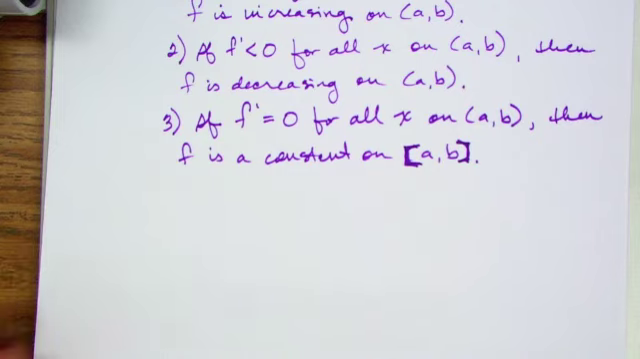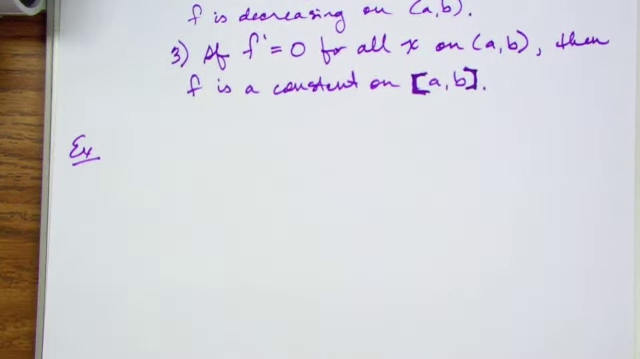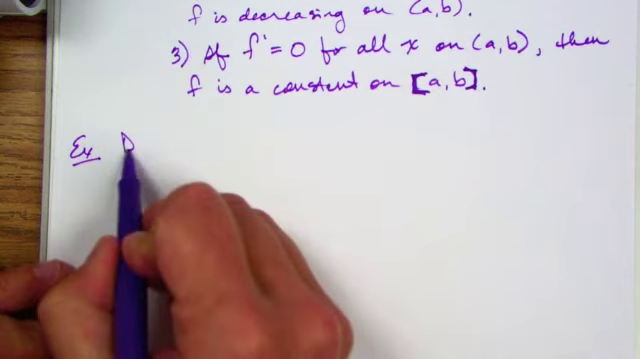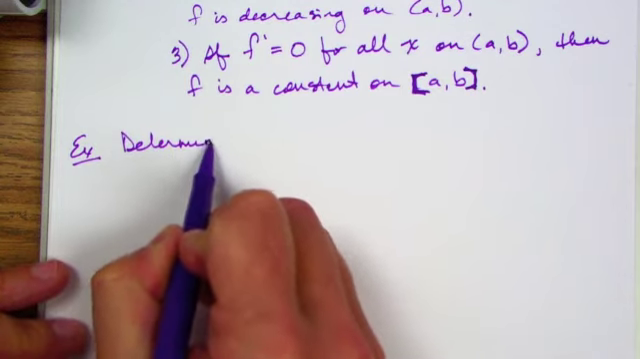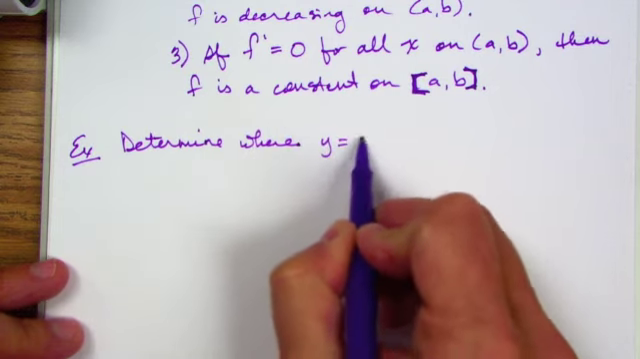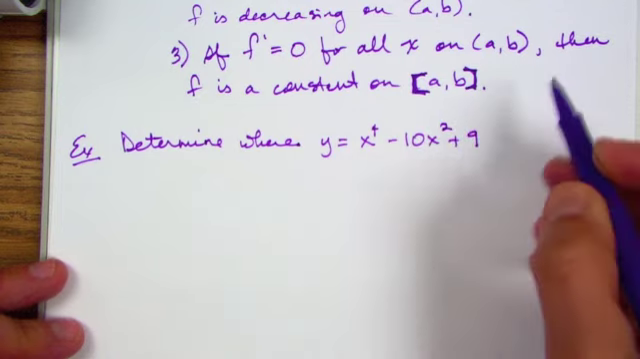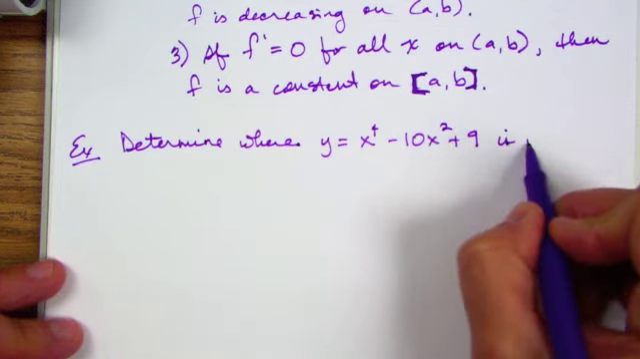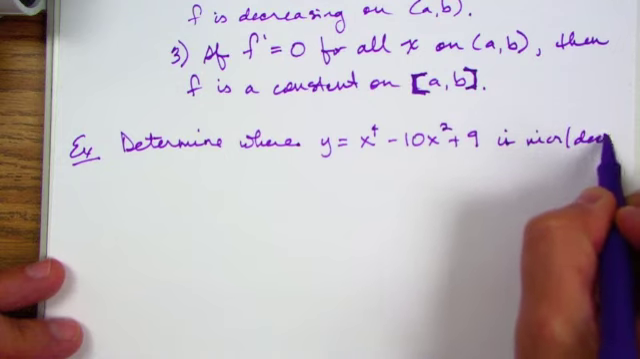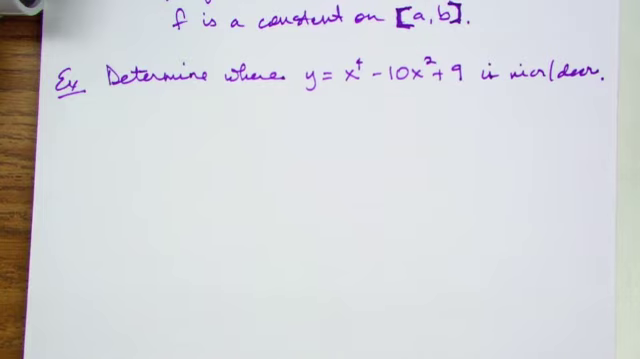Okay, so let's look at an example problem and talk about some things that we might need to consider. Determine where y equals x to the fourth minus 10x squared plus 9 is increasing and decreasing.